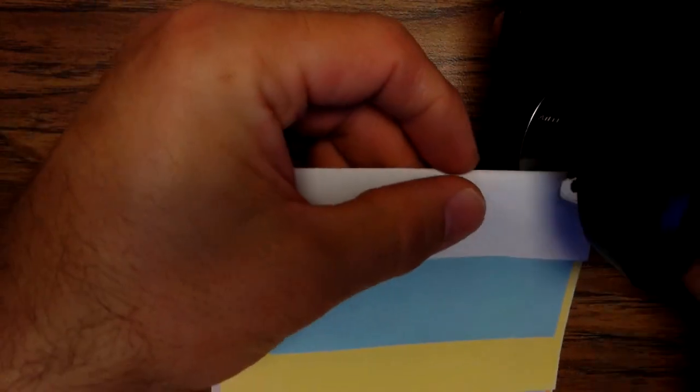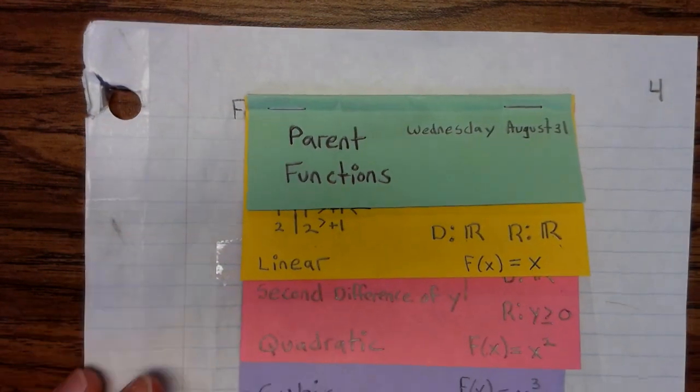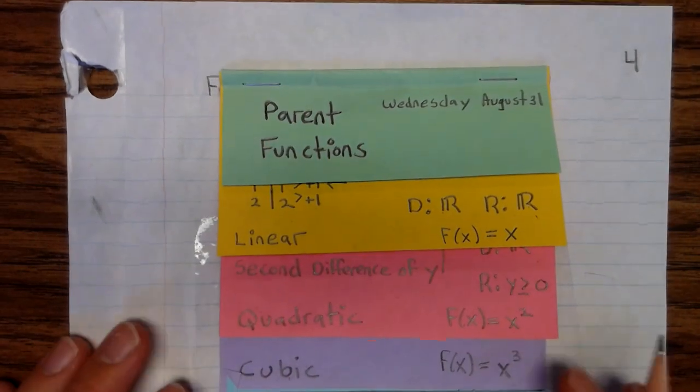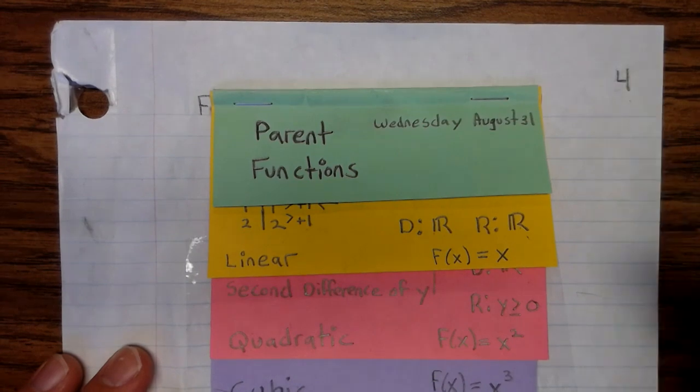Staple the top. Like so. Okay, so there's your fold. All right. So now let's go over what's going to be on the foldable. All right, now you'll notice that I have mine taped to a piece of paper, and that's what you want to do. You want to tape it or glue it to page 4 to put it in your journal.